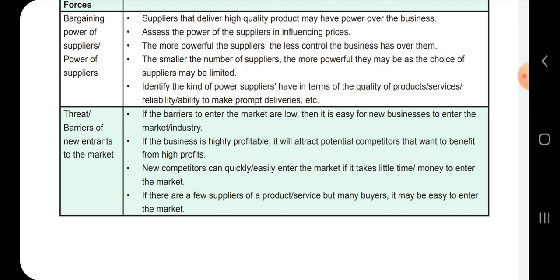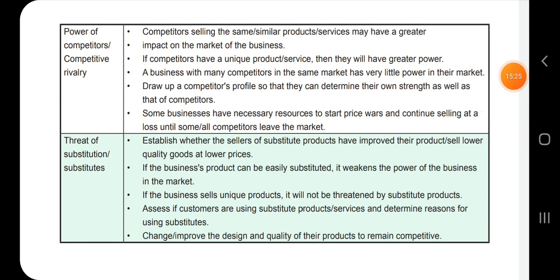New competitors can easily enter the market if it takes little time and no money to enter the market. So if there are few suppliers of a product or service but many buyers, it may be easy to enter the market. So another thing is the power of competitors in that market.